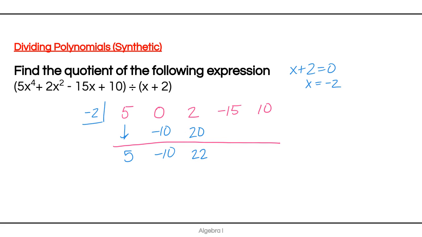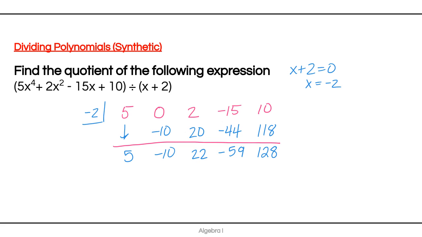22 times negative 2 is negative 44. Negative 15 plus a negative 44, so negative 15 minus 44 is going to be negative 59. And negative 59 times negative 2 is going to be 118. And 10 plus 118 is 128.